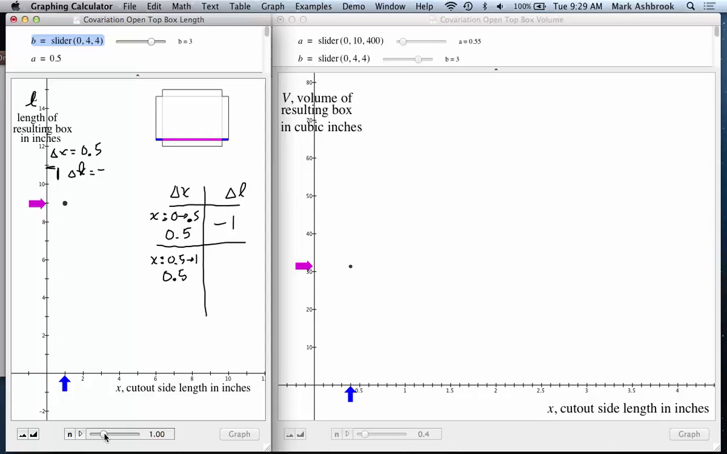Here we go. So what happened? We changed x by 0.5. How much did the resulting length of the box change? -1. I took off another half inch. I increased the side square cutout by another half inch, so that took off half an inch on each side, which made the length shorter by a total of 1. Okay, so now from there, I'm going to take x from 1 to 2.